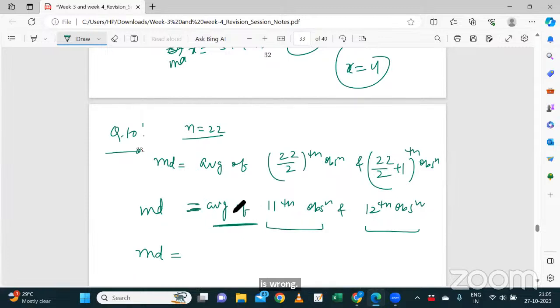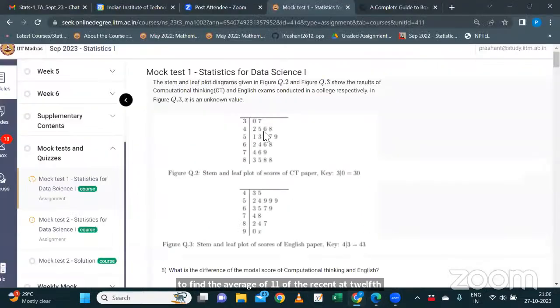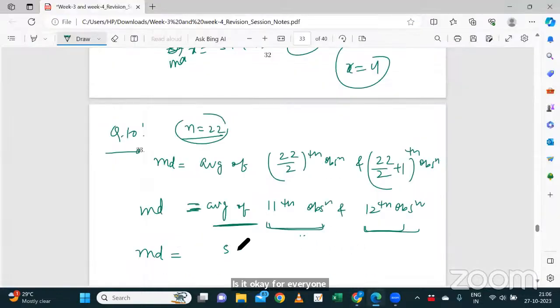Let's do this one. First off, what is the median? Whenever you have an even number of observations, you have to find the average of the n by 2th observation and the n by 2 plus 1th observation. 22 is the total number of observations in CT, so we have to find the average of the 11th and 12th observations. What is the 11th observation? If you count, it is 59, sir. 59 is the 11th and 62 is the 12th, right? Is it okay for everyone? Yes, sir. So we have to find the average, 59 plus 62 divided by 2. So it will be 60.5.